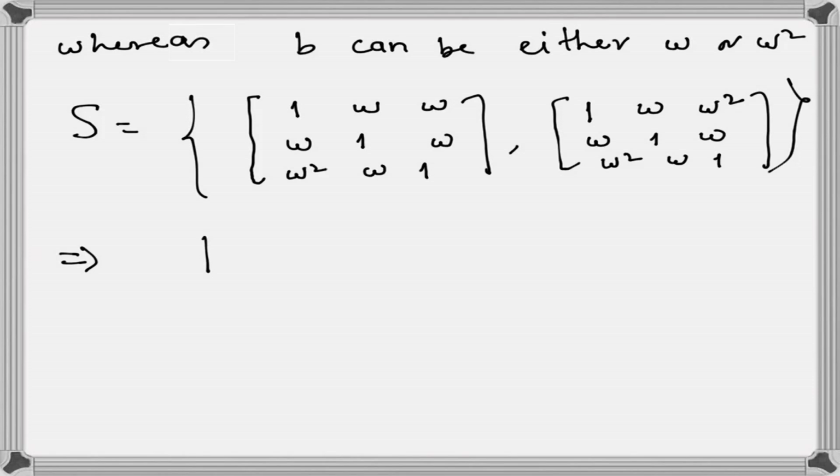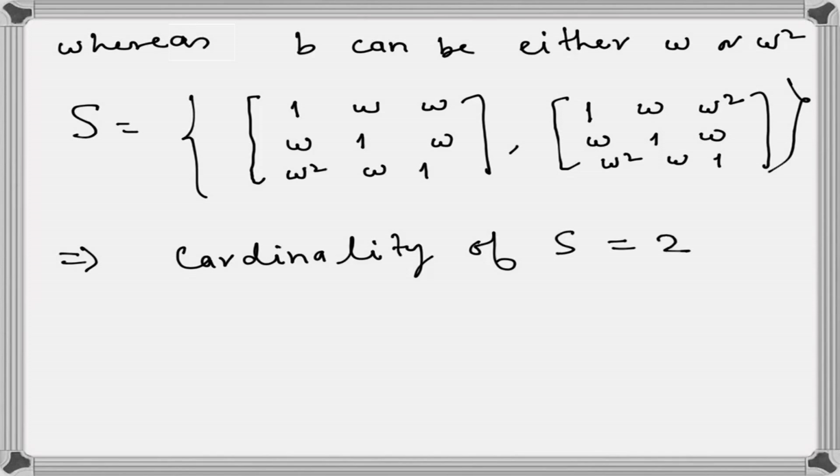This implies the cardinality of S, also denoted by mod S, is the number of elements in S. This is equal to 2. So this is the final answer.